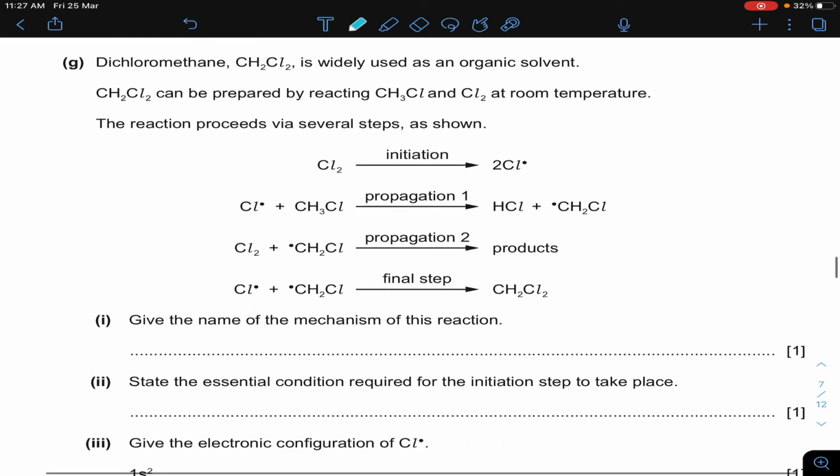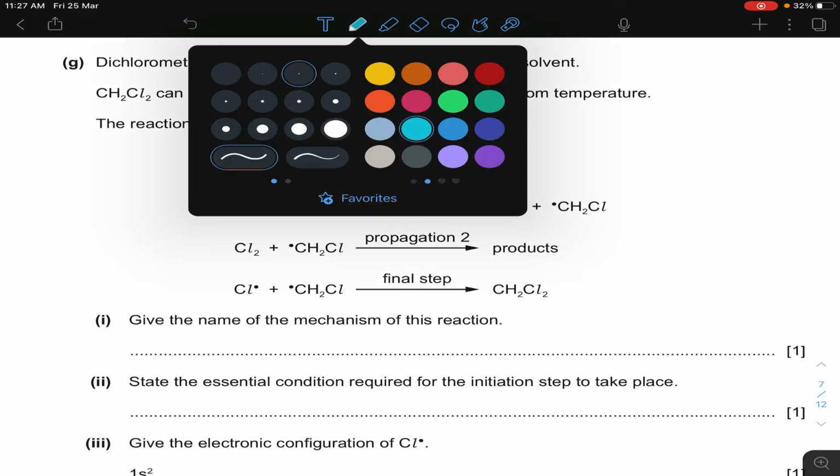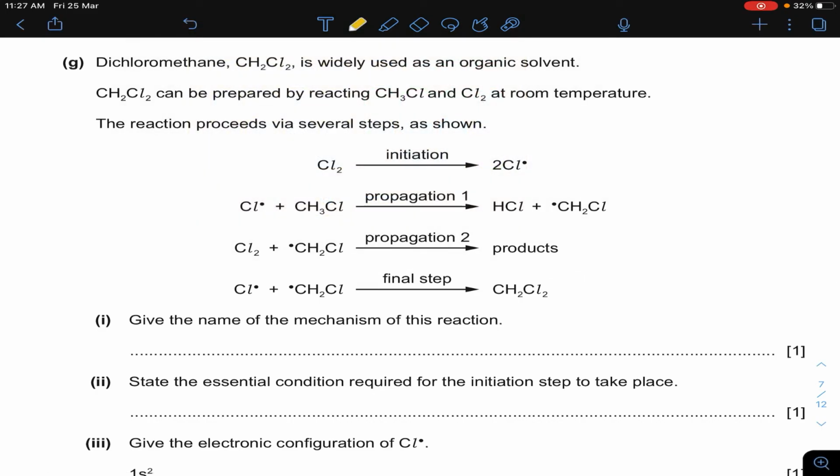Now next, this part of the question is related to alkanes. Dichloromethane is widely used as an organic solvent. CH2Cl2 can be prepared by reacting CH3Cl and Cl2 at room temperature. The reaction proceeds via several steps as shown. So the substance that we have here is CH3Cl. It reacts with chlorine. It is a free radical substitution reaction of alkane, and we get CH2Cl2.